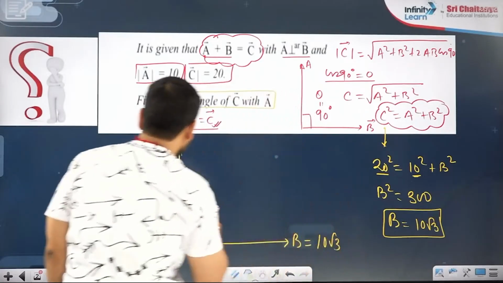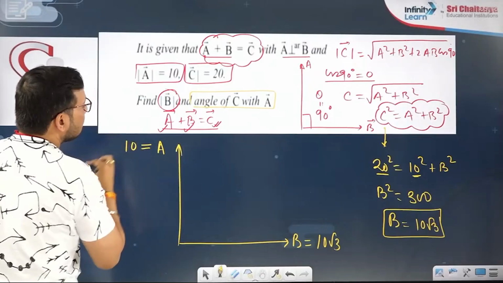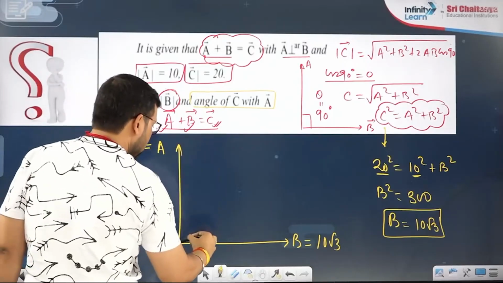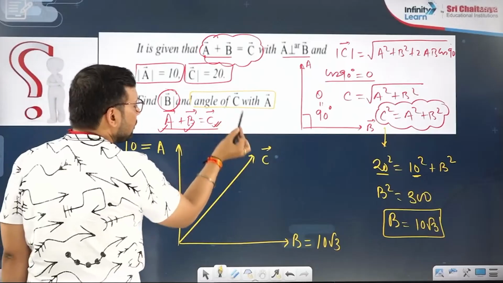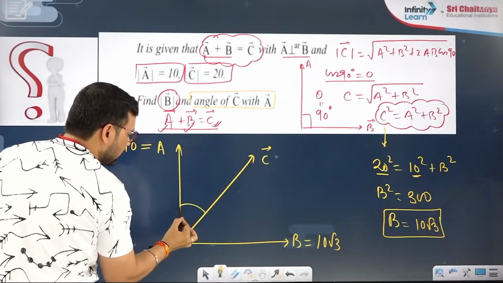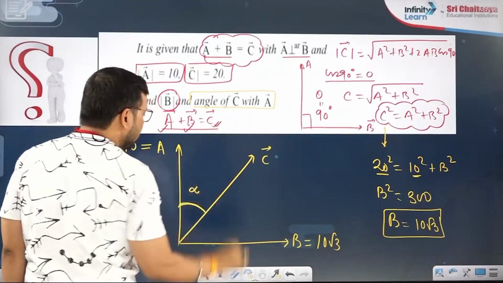10 root 3. How much A do we got? A value is given in the question as 10. Right, and this was C that we drew as C. Now the question is asking us the angle of C with A. This angle is required. Let's say it is alpha. Angle of C with A.